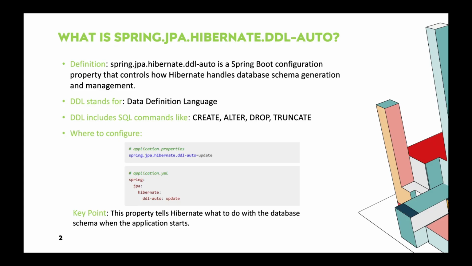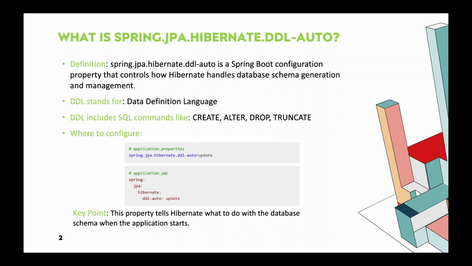So basically, let's go with the definition first. Spring JPA Hibernate DDL-auto is a Spring Boot configuration property that controls how Hibernate handles data schema generation and management. Basically, by using this property, based on the value, we can manage the tables: how the tables will be created, how the tables will be updated, created, deleted. We're going to handle that based on this property value.